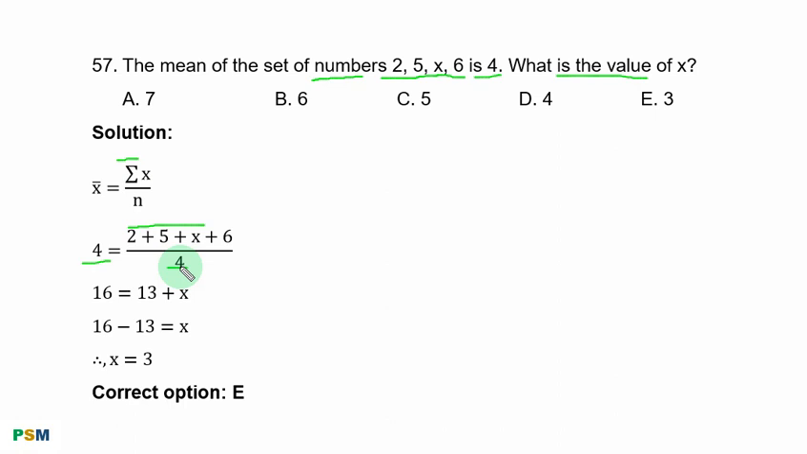Multiply through by 4 to clear the fraction. Here becomes 16 equal to 13 plus S. 2 plus 5 plus 6 is 13, plus S. To get S, you transfer 13 to the left hand side. You have 16 minus 13 equal to S. Therefore, S is equal to 3. The correct option is E.